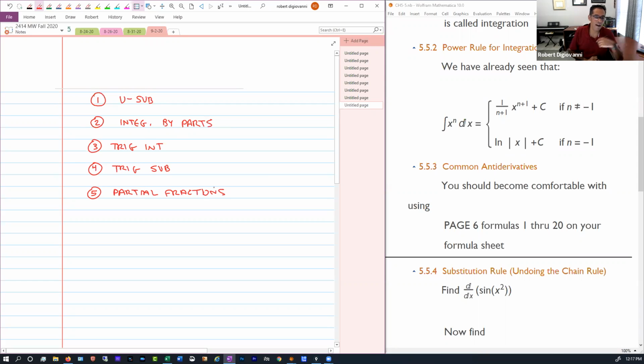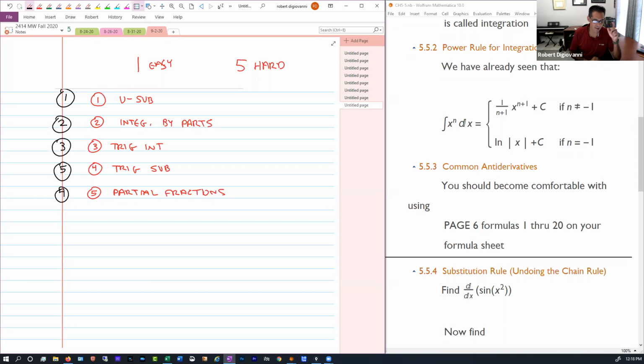If I personally could rank these as being the hardest and easiest out of the 5, let's say 5 is hard and 1 is easy. If I had to rank these, I would rank U sub as 1, integration by parts as 2, then 3, and then 4, and then 5. That's the way I would rank it. I don't know. So what I'm kind of saying to you is that it's going to get harder as we go, all right?